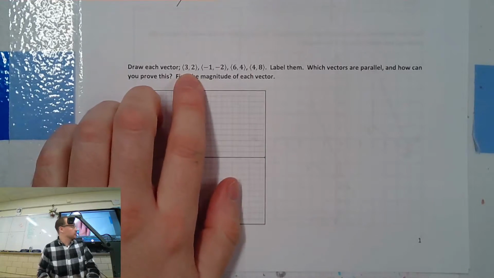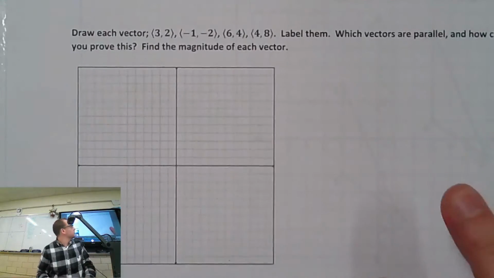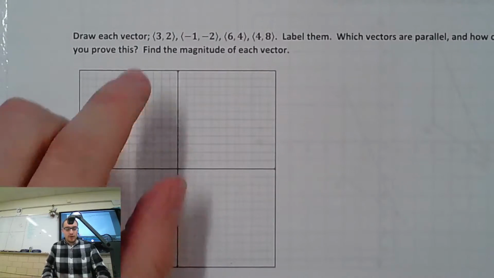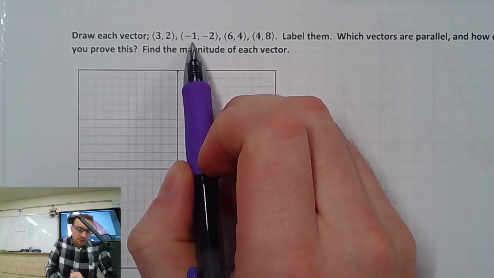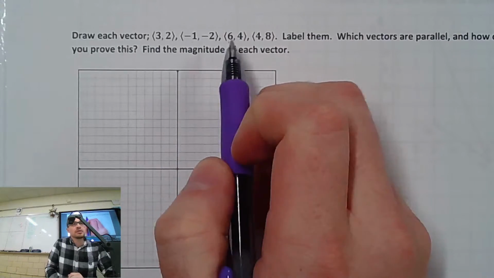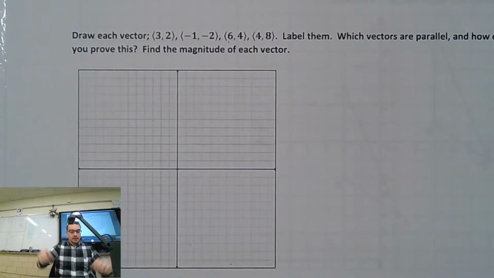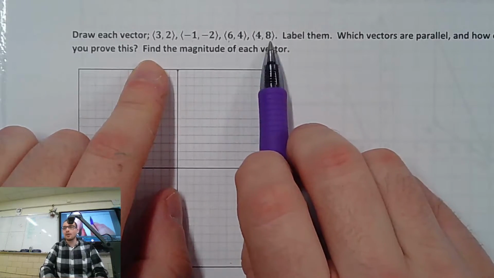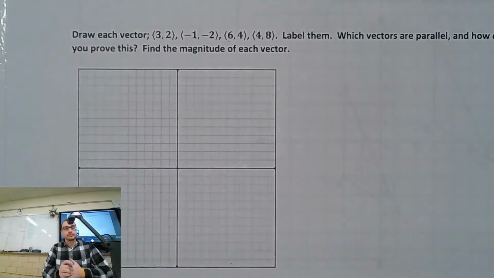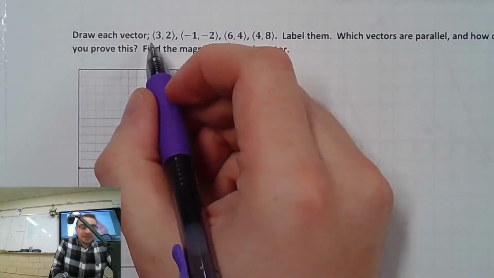We're drawing these vectors. Notice vectors have pointy brackets, right? We have horizontal components. The 3 here is a horizontal component. The -1 is a horizontal component. 6 is a horizontal component. It tells you how much you're moving left or right. Vertical components, the second one. So 2, -2, 4, and 8 are all vertical components. Cool? So we can plot these vectors anywhere.